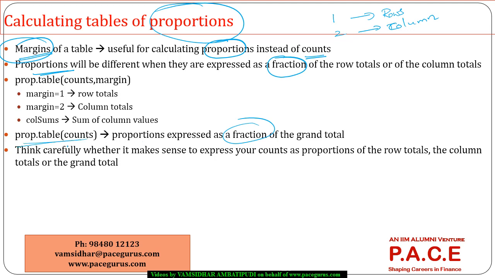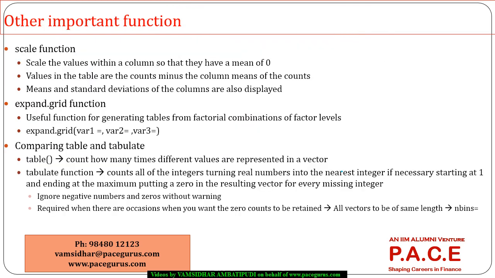But we have to really think carefully whether it would make any sense to express our counts in terms of proportions. So if at all we have to express them as proportions, would it be good enough to express them as proportions of row total, or would it be good enough to express them as proportions of column total, or would it make sense to express them as a part of the grand total? So this is also one more area that we need to be comfortable with.